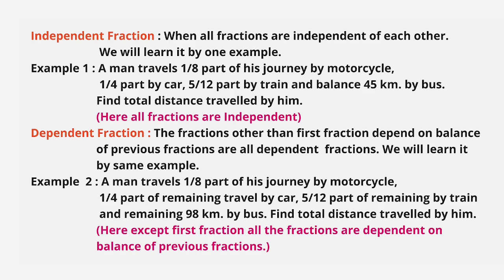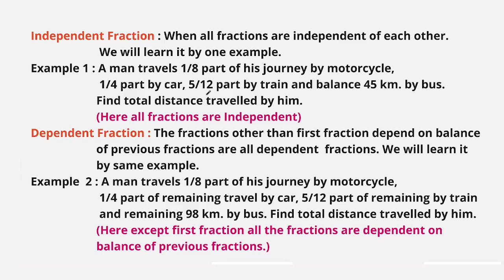But in the second question, 1 upon 4 part of the remaining travel by car. Here the remaining travel is important. That is, after traveling 1 upon 8 part, whatever is the remaining, he traveled 1 by 4 part of that remaining part by car. And in the first question, that 1 upon 4 part is not dependent on the 1 upon 8 part of his initial journey.